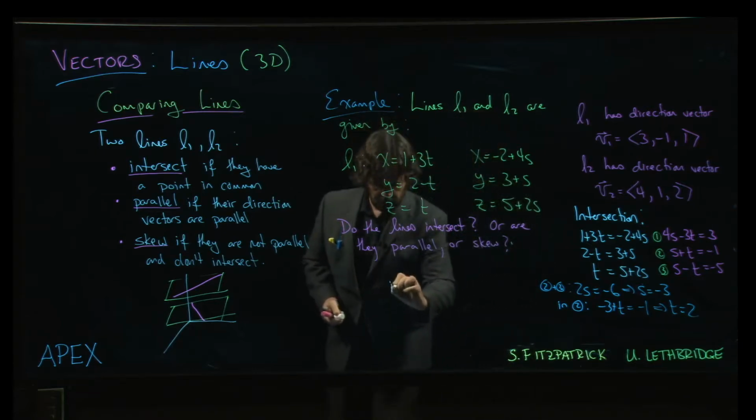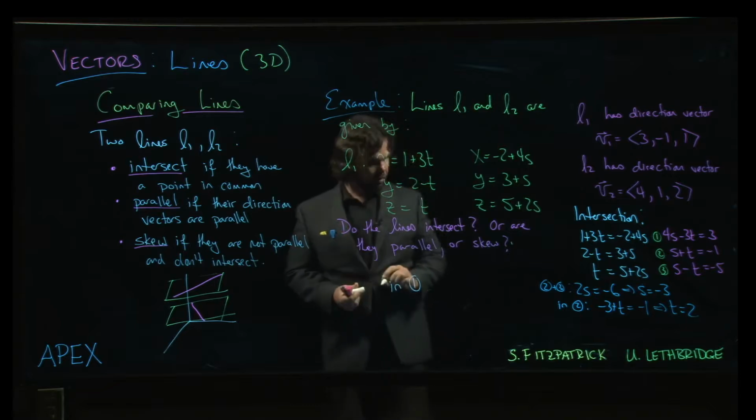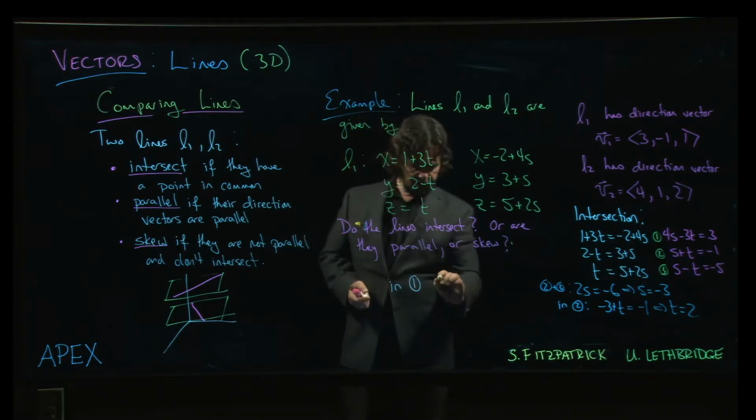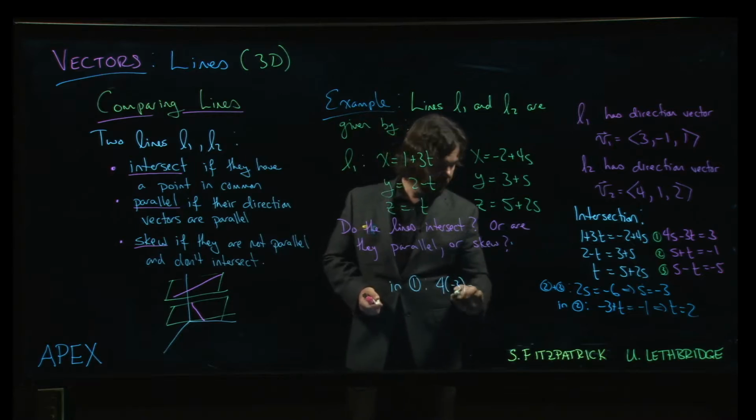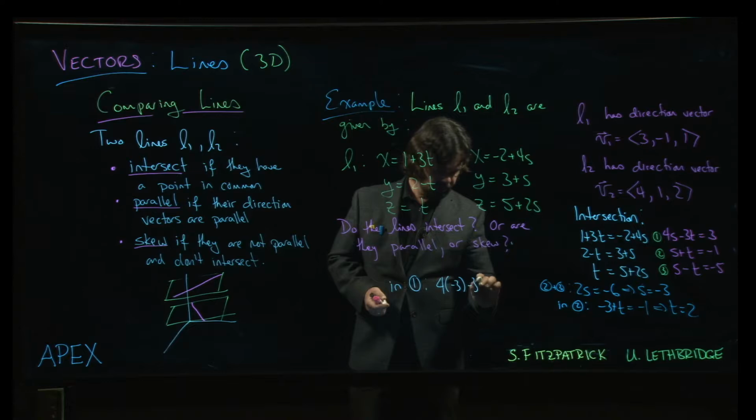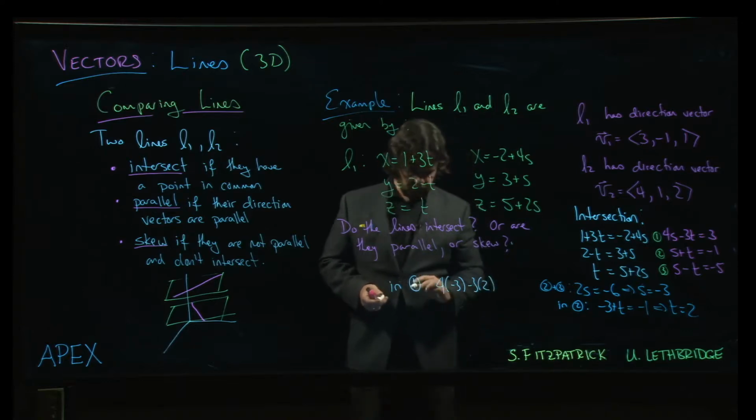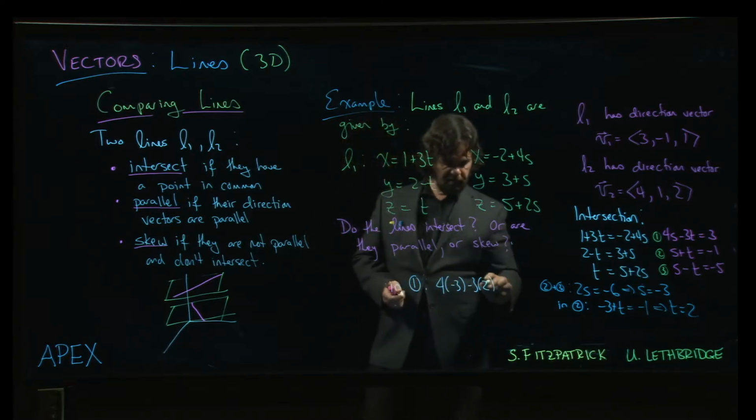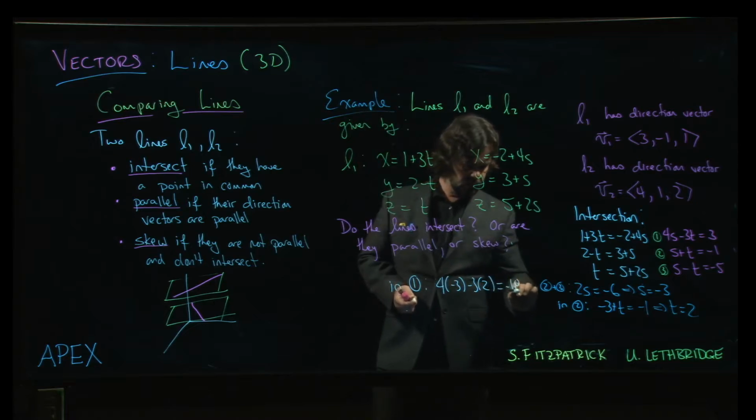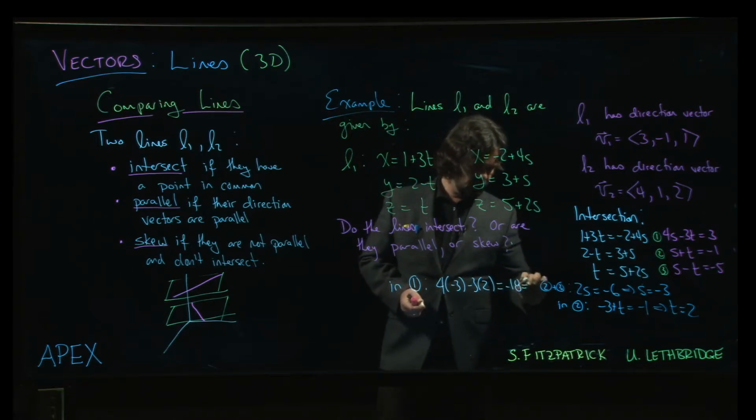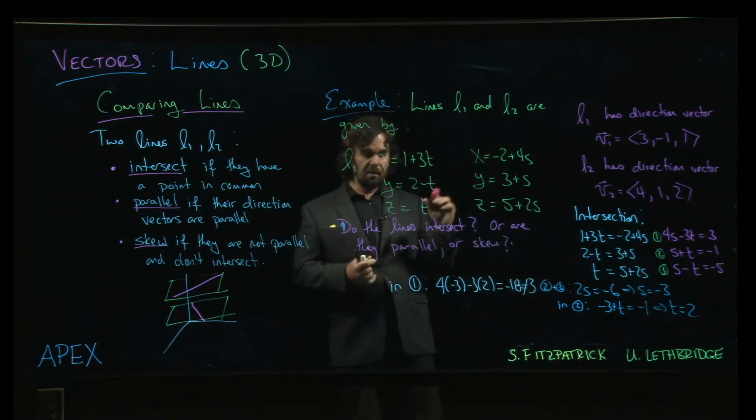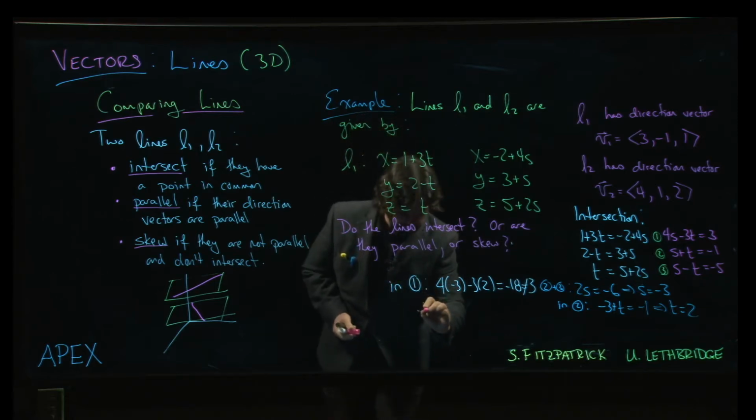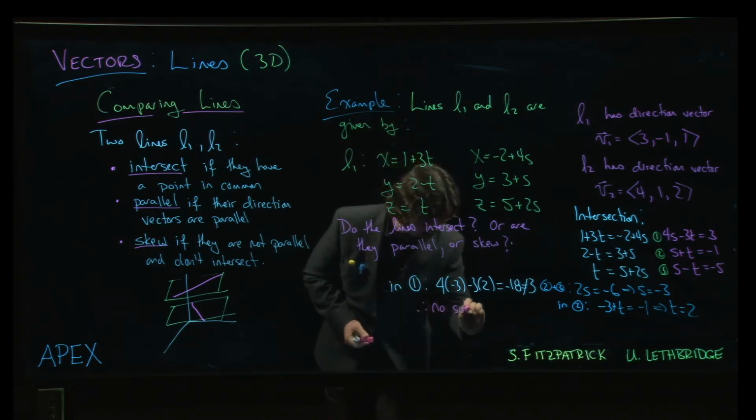We go now to equation 1, and we say, okay, so we have 4 times s, which is negative 3, minus 3 times t, which we found to be 2. And so that's minus 12 minus 6, that's minus 18. Well, that is not equal to 3, okay? And so we cannot find a common solution for all 3 variables. So there's no solution.